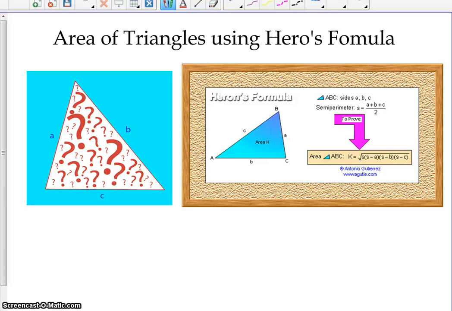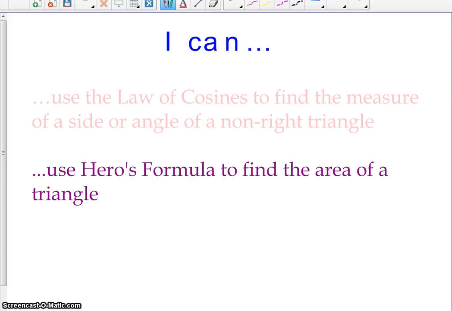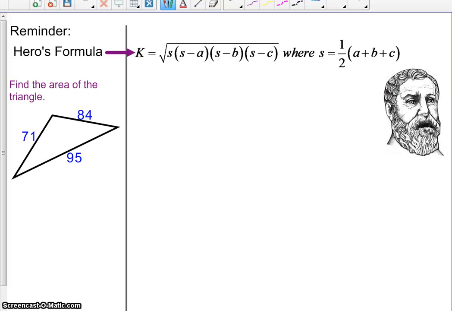Hero is a Greek mathematician who came up with this amazing formula that says you can find the area of any triangle when you know the measures of the three sides. There's Hero here, and sometimes it's called Heron, or it's spelled differently. So Hero's formula says K equals the square root of s, and then the difference between s and one side and s and the other side and s and the third side. What s is, it's called the semi-perimeter. All right, that's why the s, which means half of the perimeter.